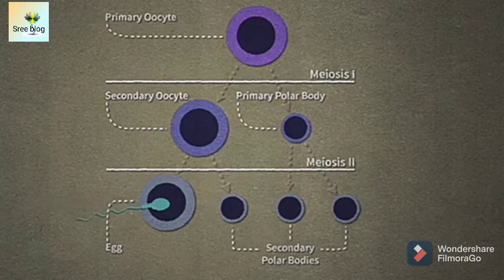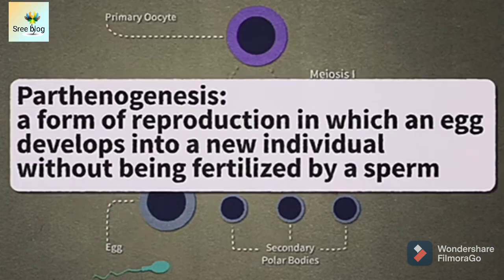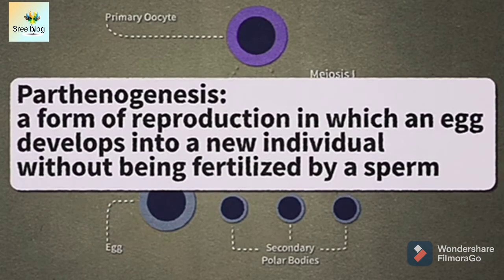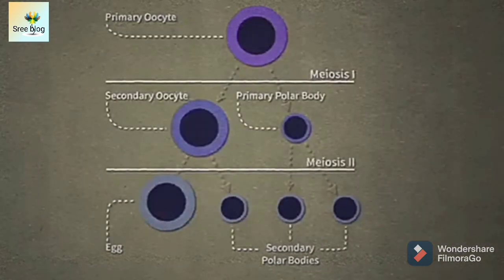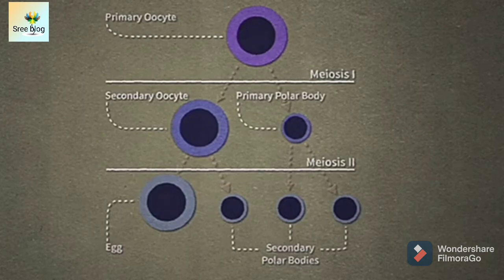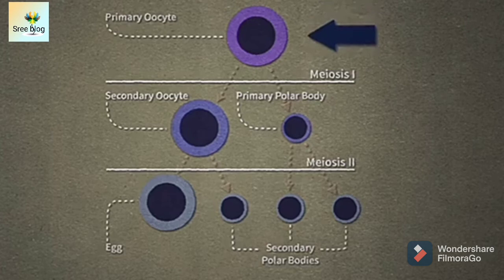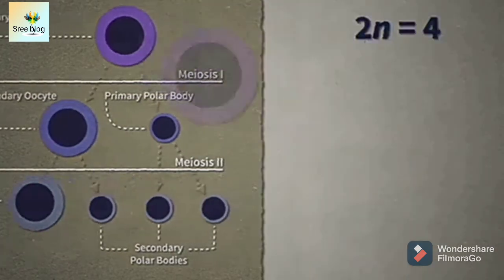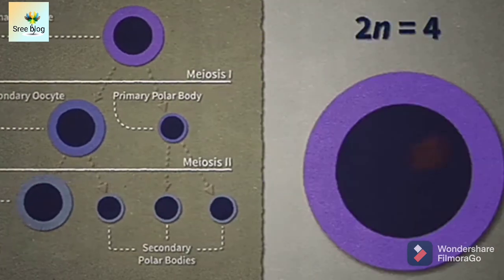In this process, the female gamete develops into a zygote without fertilization. This kind of reproduction occurs in animals like bees and wasps. Normally, the zygote develops into a young one. The unfertilized ovum can also develop into a male.